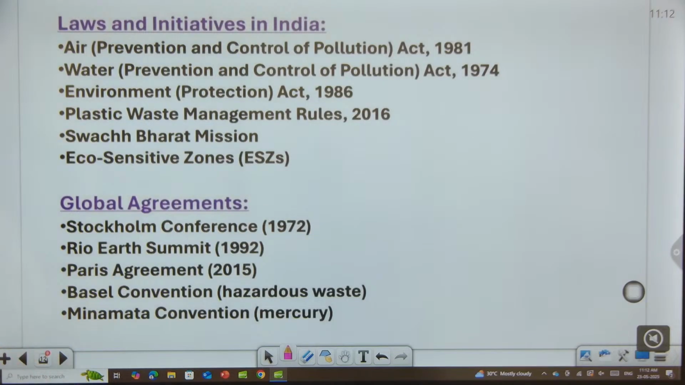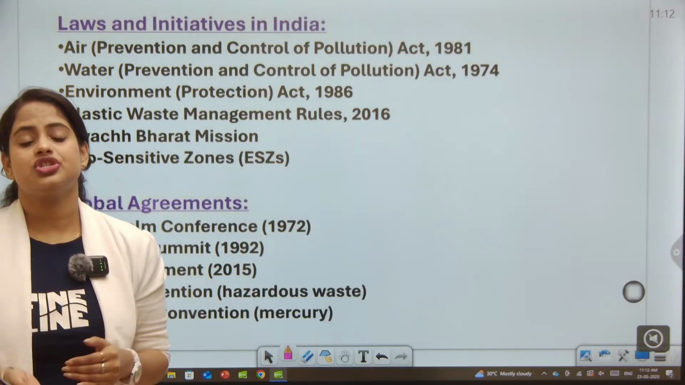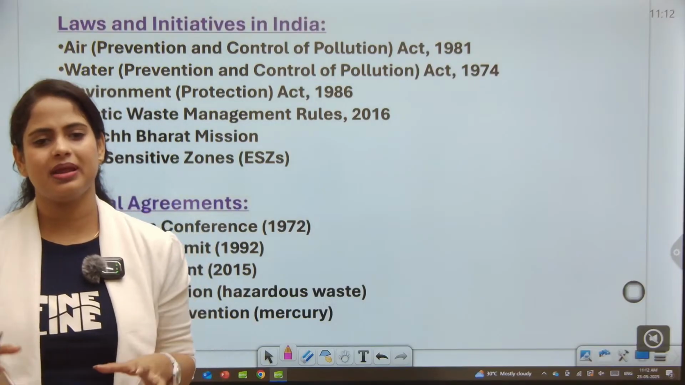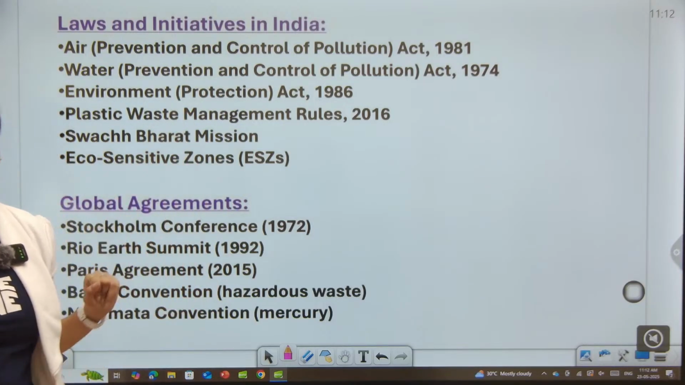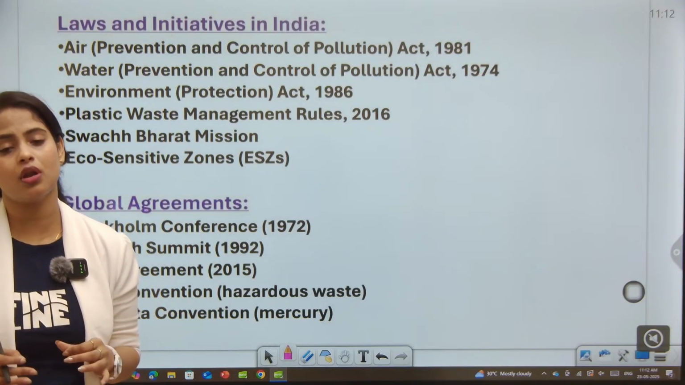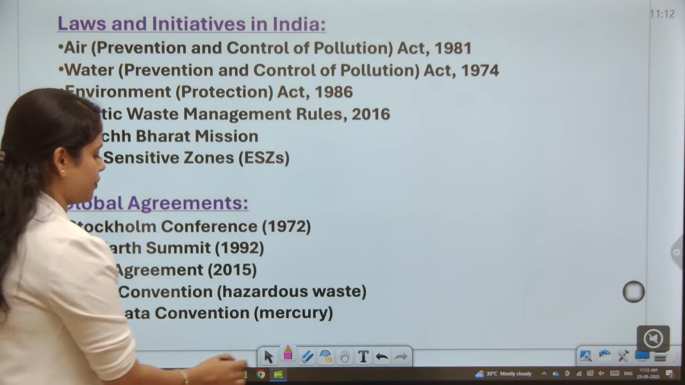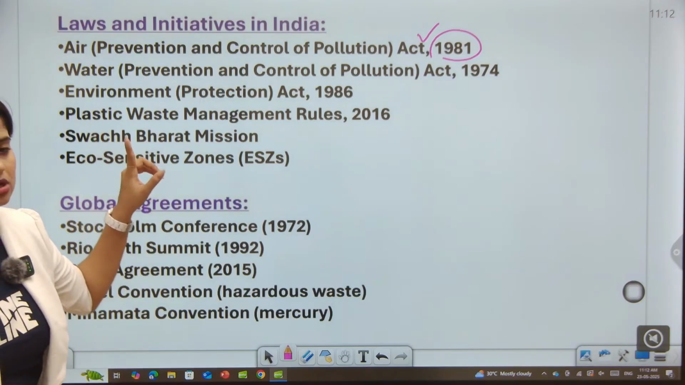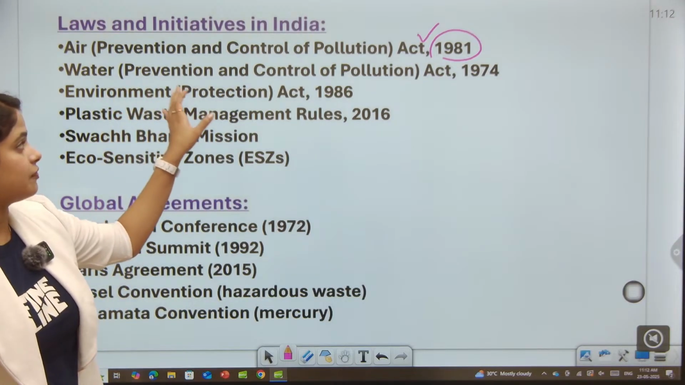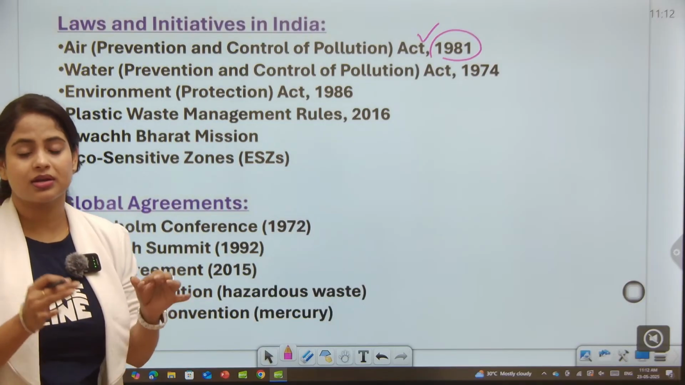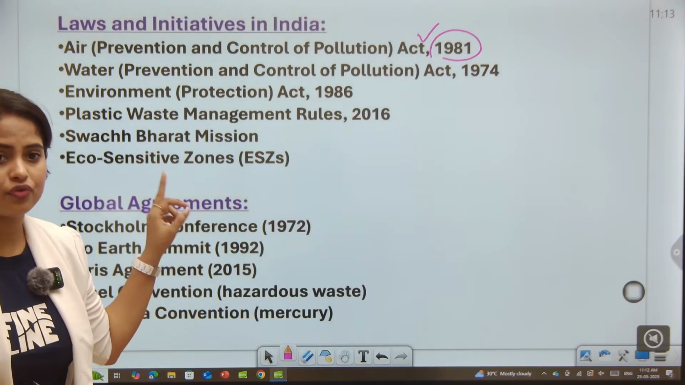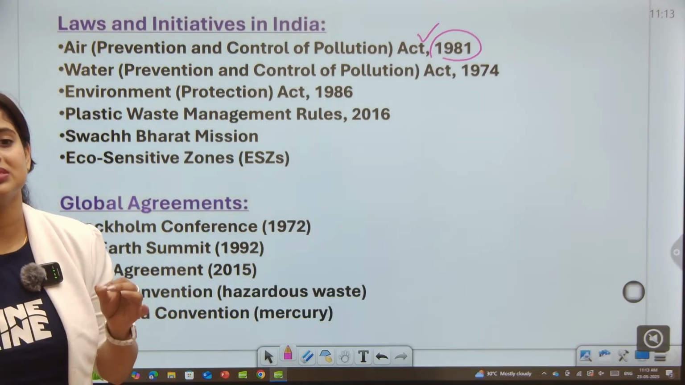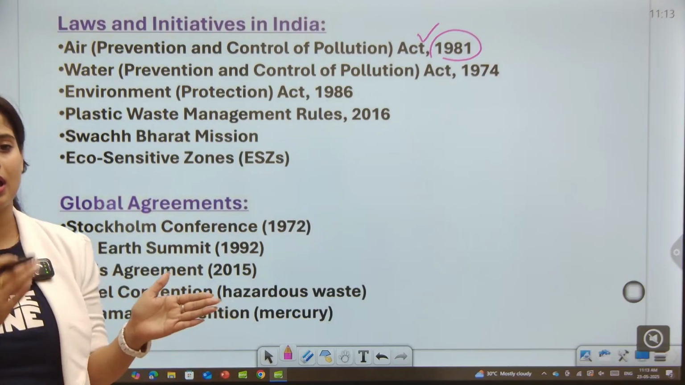See, so what are the laws and initiatives in India towards pollution, be it air, water, environment, soil, everything. For air, it is the Prevention and Control of Pollution Act 1981. The year is very, very important, and the act also, keep it in your mind. For water, it is the Prevention and Control of Pollution Act 1974. The Environment Protection Act is 1986. The Plastic Waste Management Rules are 2016. The Swachh Bharat Mission, recently after 2018.